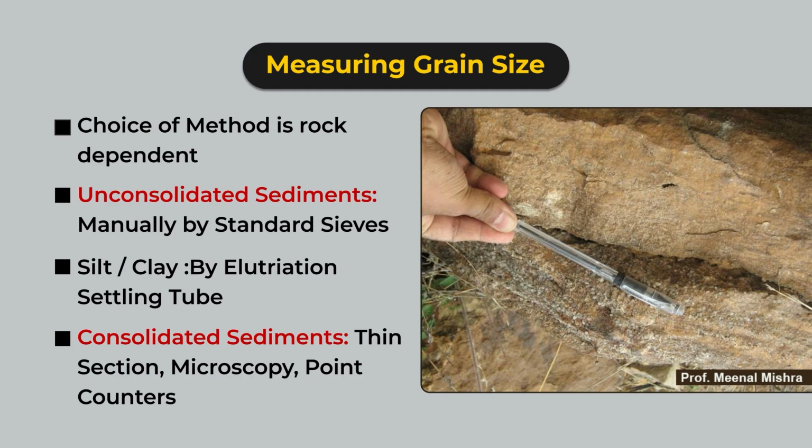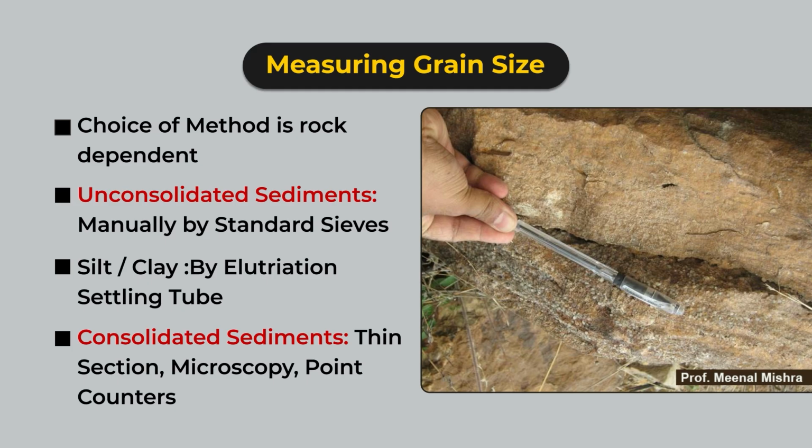On the other hand, silt and clay, which are very fine, are treated by the elutriation method. They are called settling tubes. There is a big glass tube in which water is filled up to a particular level, and then the sediment, silt and clay, is added to that, and the entire unit is shaken, and then you calculate the settling time, the time it takes to settle at the bottom. That is calculated, and then you make the grain size determination.